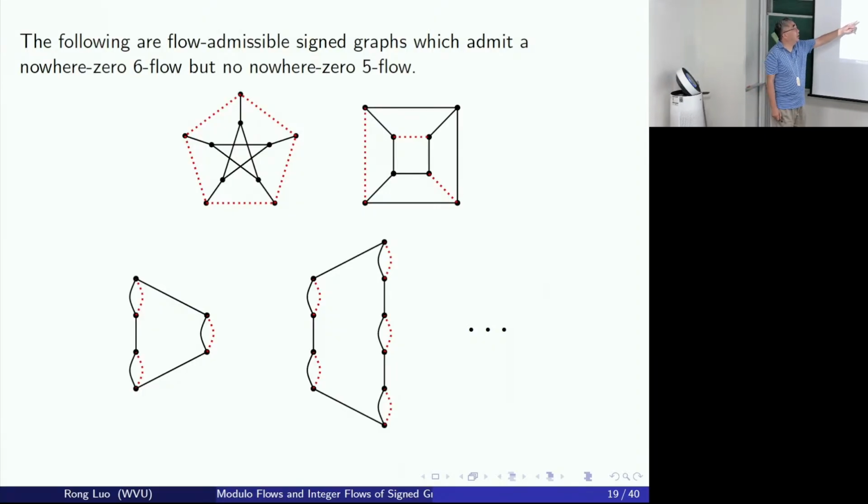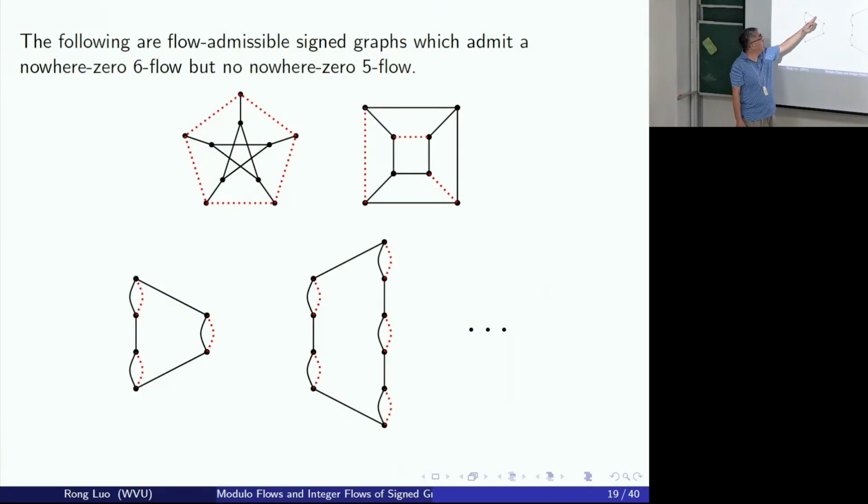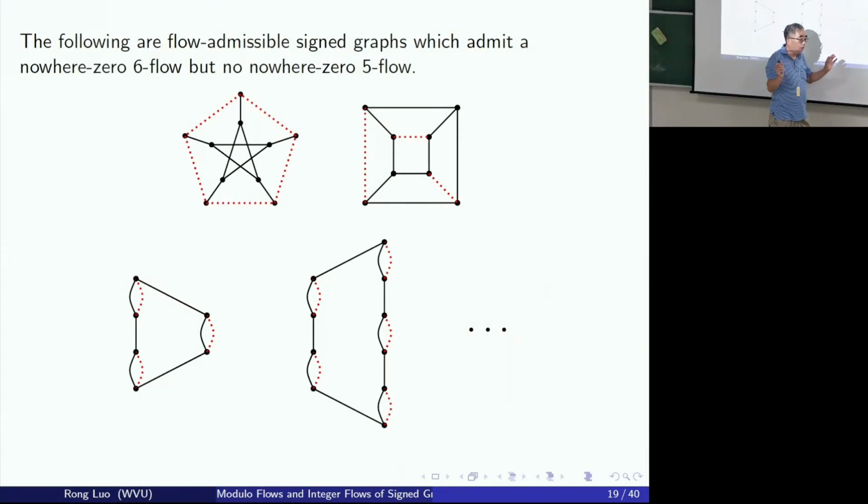Actually, the proof is quite simple here. Also, it's quite easy to see that all those 3 edges must have the same parity. Either they're all odd or all even.